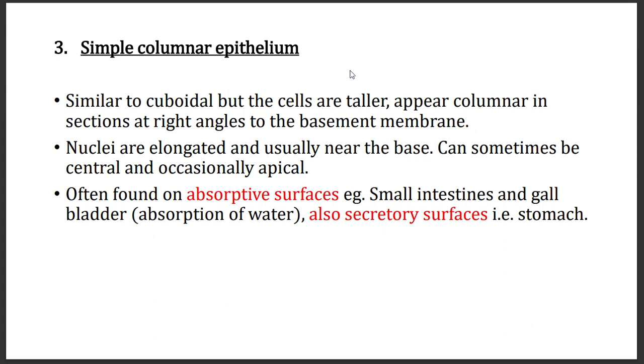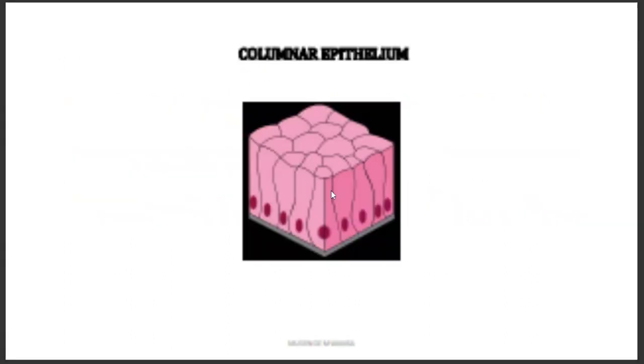What would be the difference between this one and the simple cuboidal? The simple cuboidal is much thinner as compared to the simple columnar. And so even the kind of diffusion that happens differs. We talked about the kidneys, where you can absorb a lot of water. But in the intestines, you don't have as much absorption of water, right? That doesn't happen here because the cells are much thicker.